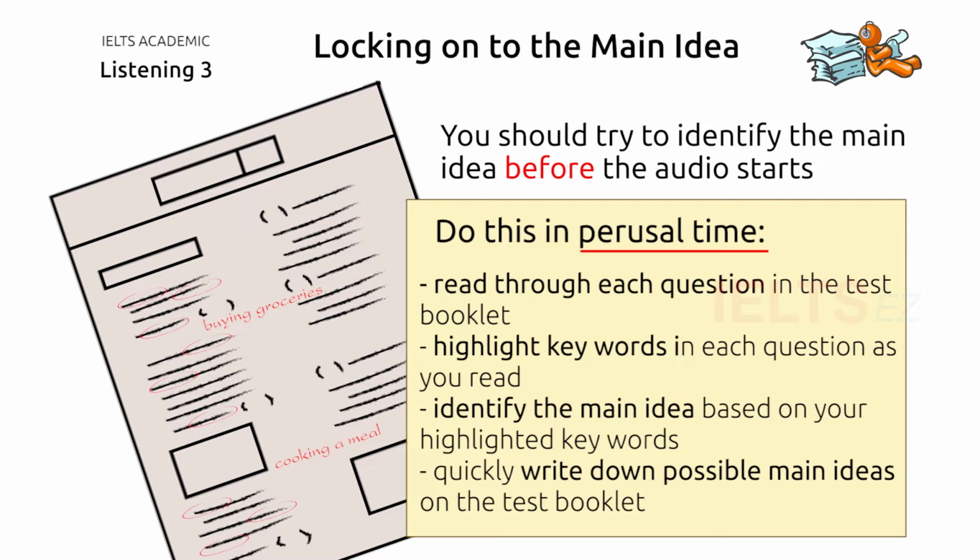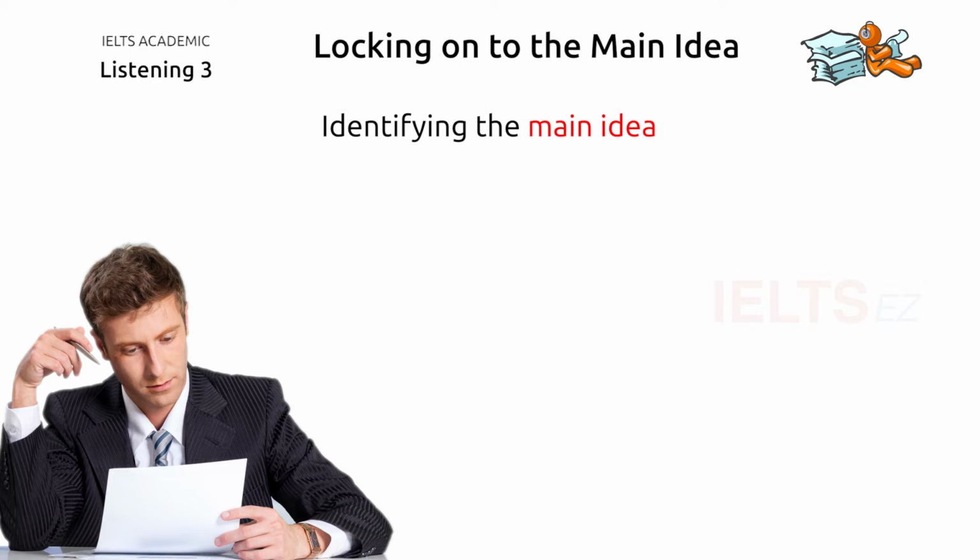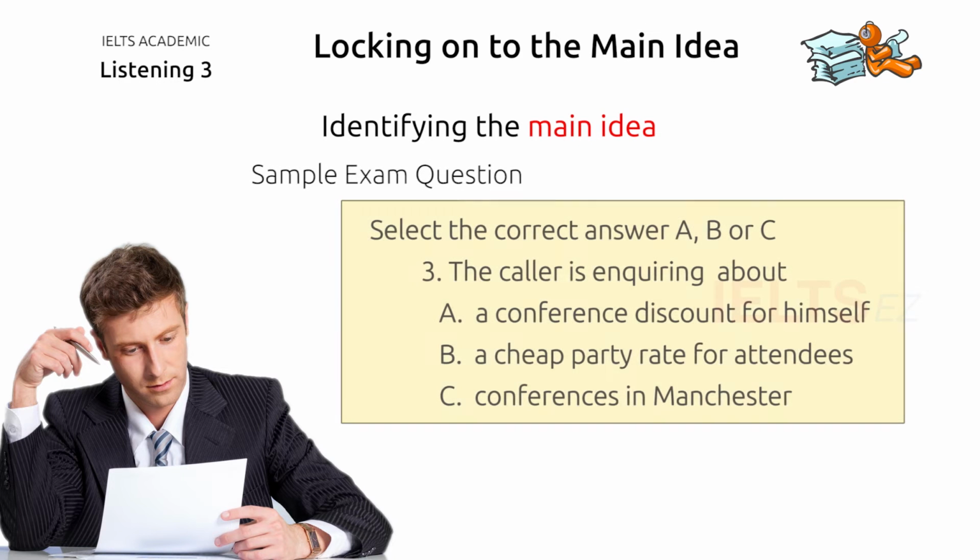If you highlight key words and think about them, you'll be able to locate them more efficiently when you hear the words actually spoken. Let's look at this process in action. Let's imagine you turn over your test paper and you find a question similar to the one on your screen. Now there will be more than one question in each section. But let's just take a look at this question.